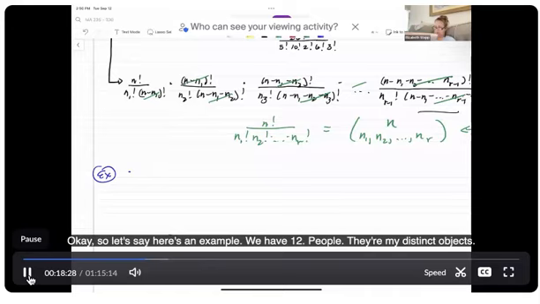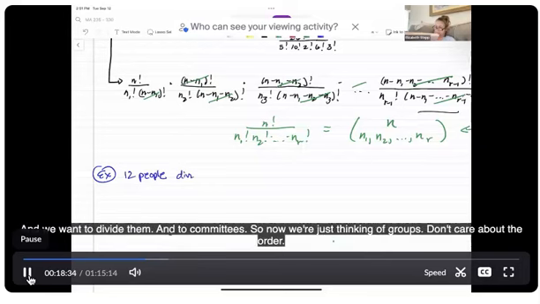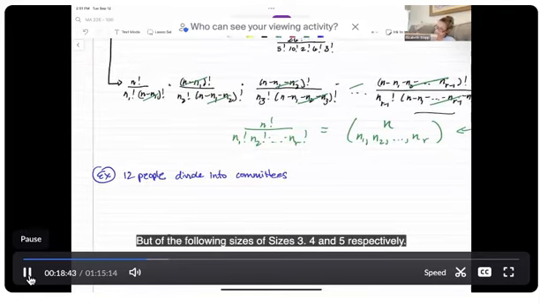We have 12 people. They're my distinct objects. And we want to divide them into committees. So now we're just thinking of groups. Don't care about the order, but of the following sizes, of sizes 3, 4, and 5, respectively.